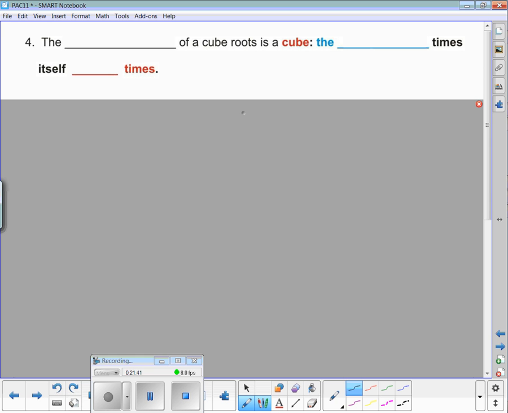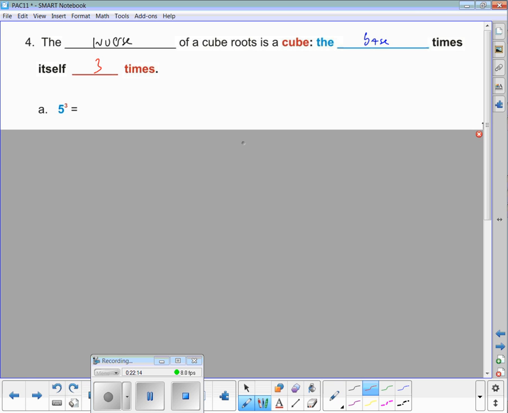We learned this with square roots already. The inverse of a cube root is a cube. The inverse of a cube root is a cube. What is it? It's the base times itself 3 times. The inverse of a cube root is a cube. And you guys should already know what cubes are, right? So here we have a 5 cubed.